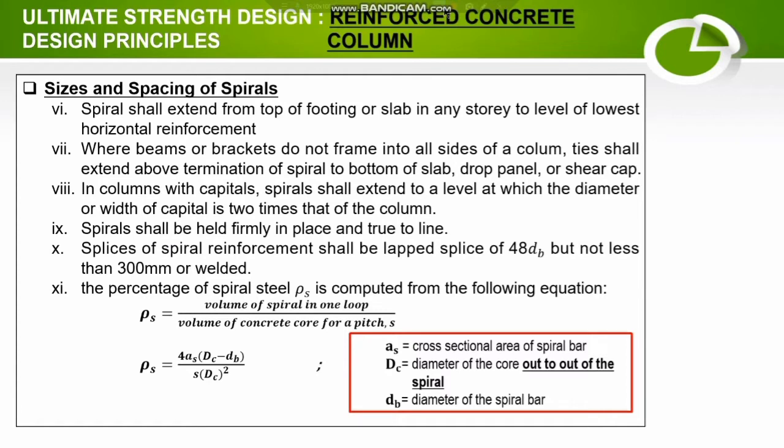ρS is equal to the volume of spiral in one loop over the volume of concrete core for a pitch of S. Then ρS is equal to 4AS times (DC minus dB) over S times DC squared, where AS is equal to the cross-sectional area of a spiral bar, DC is equal to the diameter of the core out to out of the spiral, and dB.